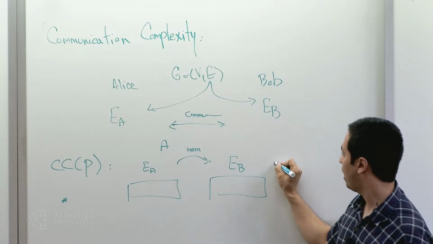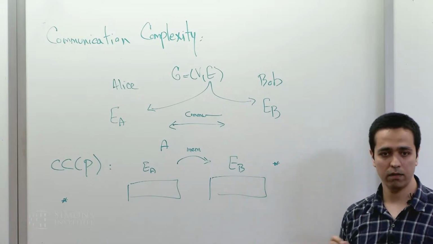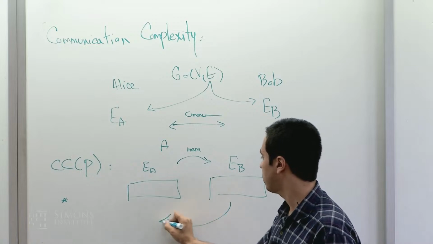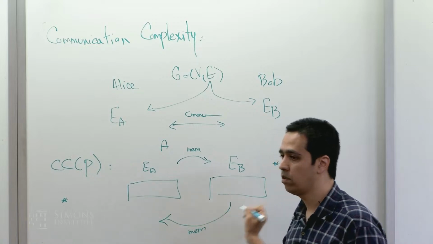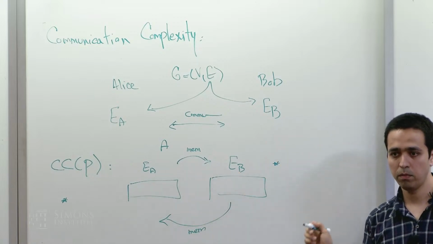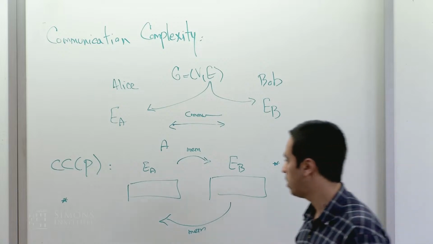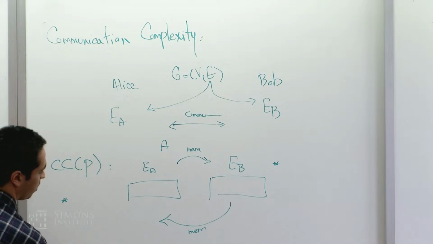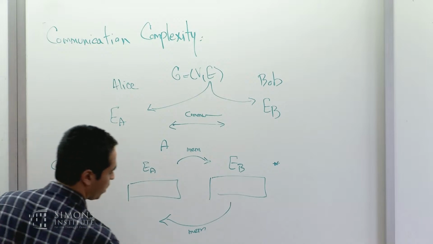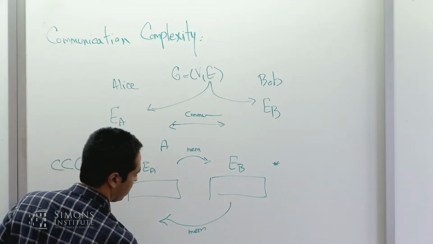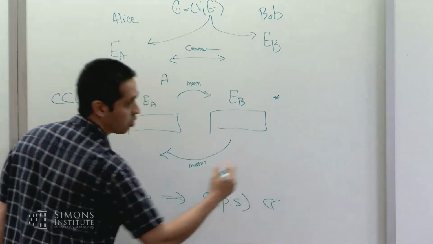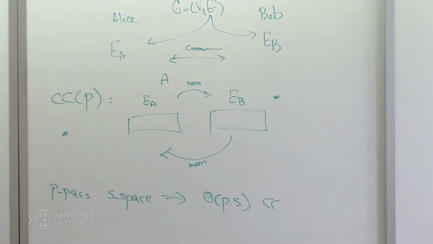At this point, Alice and Bob collectively ran one pass of the streaming algorithm. So now Bob is going to send back the content of the memory. They're just going to play this game. And what does that mean? It means that if I had a p-pass, S-space algorithm, this is going to give me an order p times S communication protocol for the same problem.